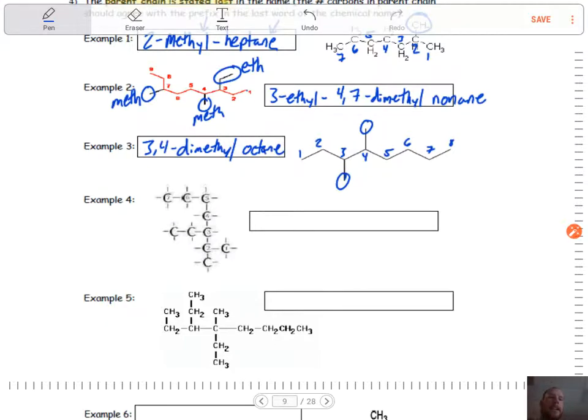Okay, octane. Let's look at example number 4. It does label them for you, so it doesn't matter which one you start with. 1, 2, 3, 4, 5, 6, 7. There's my longest chain. So I've got a methyl coming here, and I've got 2 carbons, so that's ethyl. So I would name this as carbon 3 is where my ethyl is. 3-ethyl, 2-methyl, and then the long chain is heptane.